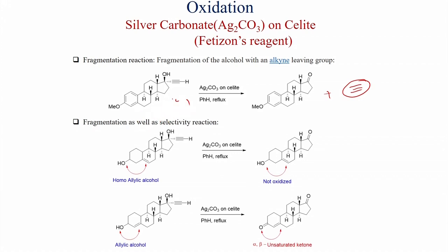Like this steroid molecule, here you can see there is a propargylic alcohol as well as another secondary alcohol which is homoallylic. When silver carbonate on Celite in benzene reflux is used, only this propargylic alcohol gets fragmented and converts to the ketone, and this homoallylic alcohol is not oxidized under this condition. On the other hand, in this substrate both an allylic alcohol and a propargylic alcohol are present, and with silver carbonate on Celite in benzene reflux condition, it cannot distinguish between these two groups, and both get oxidized. So here a saturated ketone is formed, and here an unsaturated ketone is formed, generally in good yield.